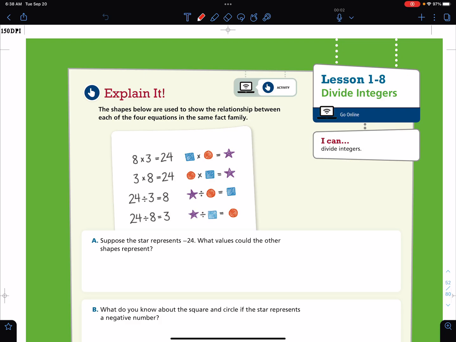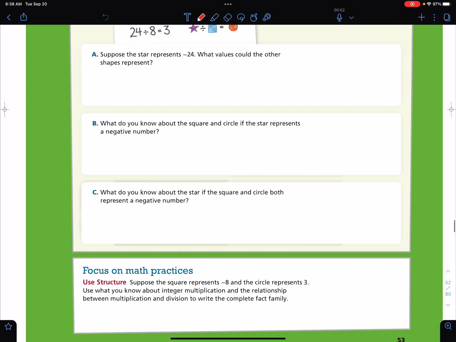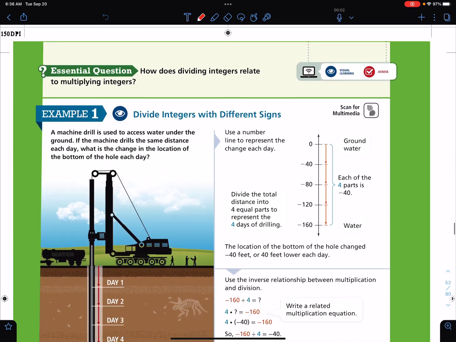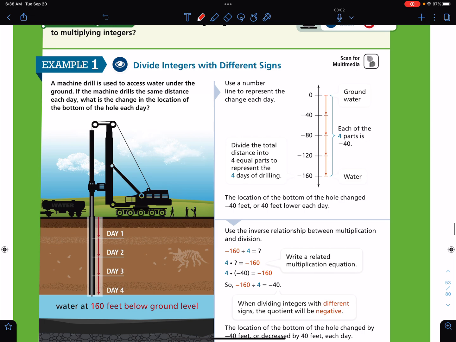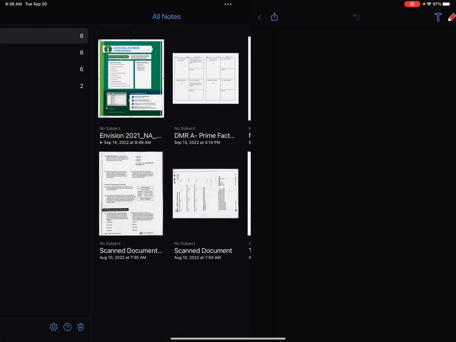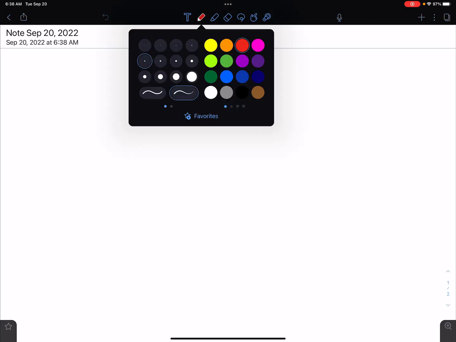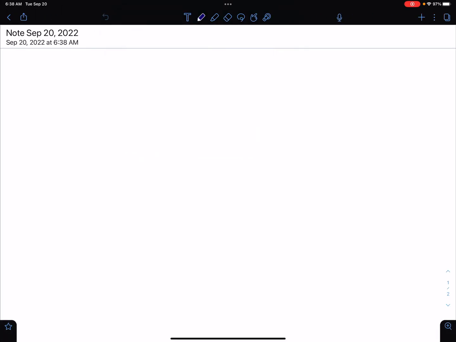Okay, so this is our lesson for dividing integers, making sure that they are positives and negatives. Our book would be page 53, where we get introduced. We go through some examples. But before we do that, I would like to make sure that we know the major things that we need to learn: dividing integers.